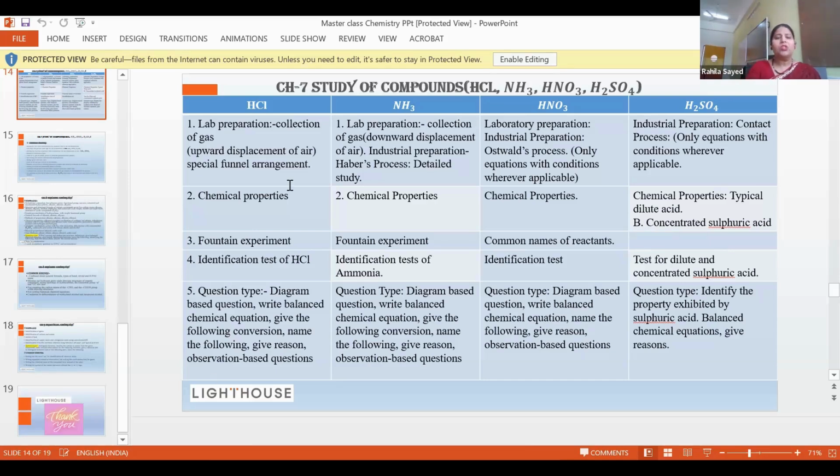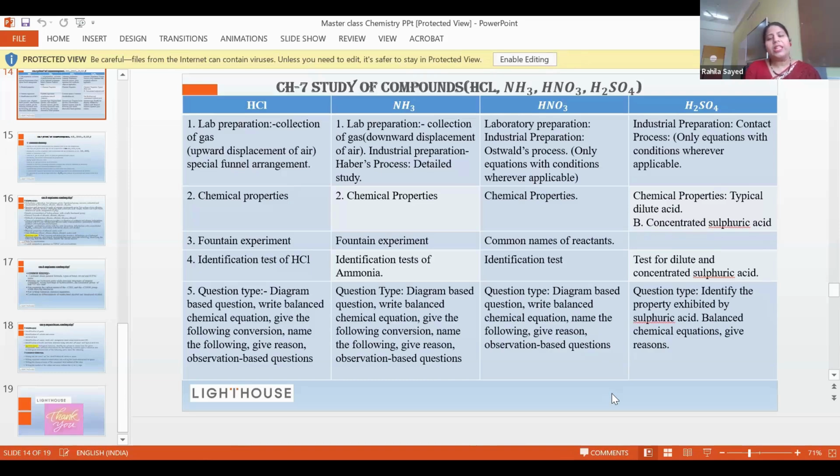Okay. So children, I have prepared a slide where you can see all the four compounds I have covered in this one slide. You need to know the lab preparation and the collection of the gas for hydrogen chloride gas, ammonia gas, and nitric acid. Sulfuric acid, we have only the industrial preparation. We don't have the laboratory preparation. Then the chemical properties of HCl, ammonia, nitric acid, and sulfuric acid are very, very important. Then the fountain experiment for HCl and ammonia.